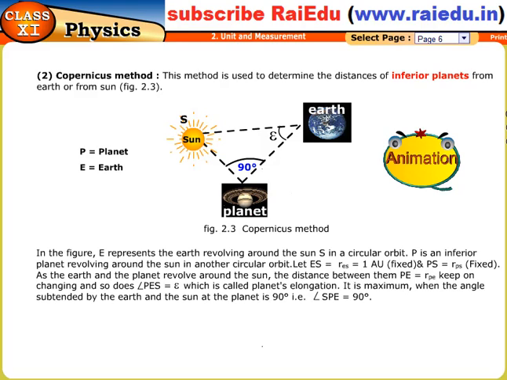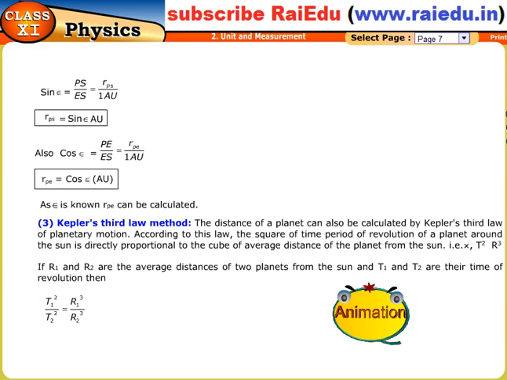As the Earth and the planet revolve around the Sun, the distance between them, PE equals RPE, keeps on changing, and so does angle PES, which equals E, called the planet's elongation. It is maximum when the angle subtended by the Earth and the Sun at the planet is 90 degrees. sin E equals PS upon ES, which equals RPS upon 1 AU.